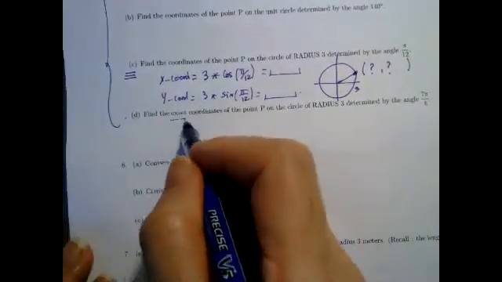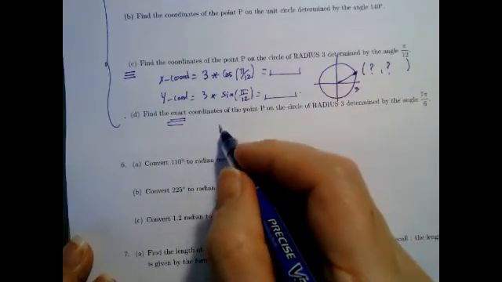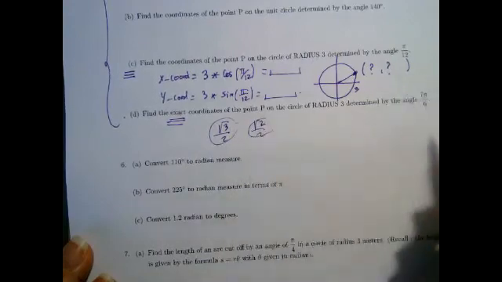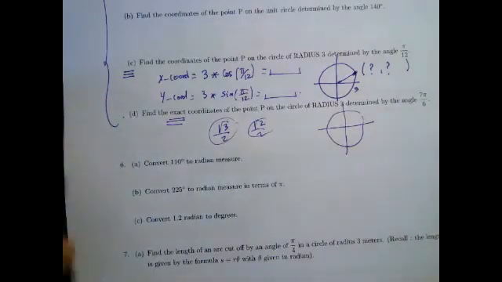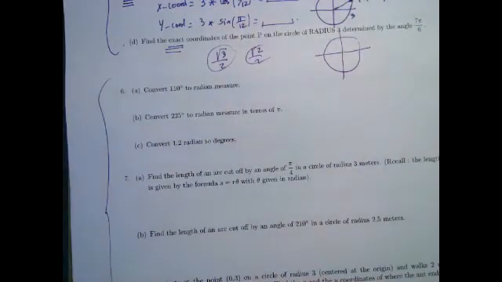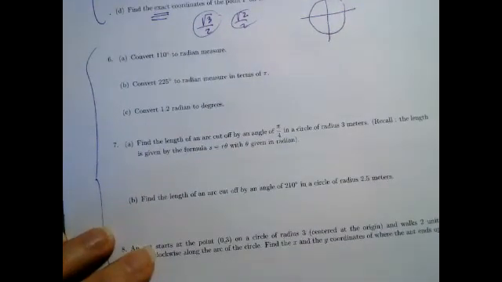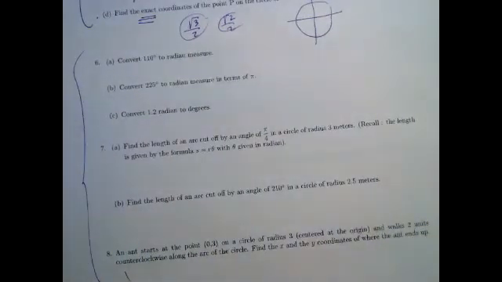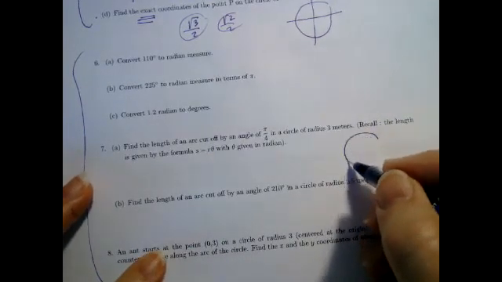D is find the exact. When I say exact, it means I don't want decimals. I want answers like that. And the unit circle will be extremely helpful in those situations. 6, 7, 8. All those deal with how to move back and forth between radian and degree. So you have to review that. And 7 and 8, I will of course look at, is the following.